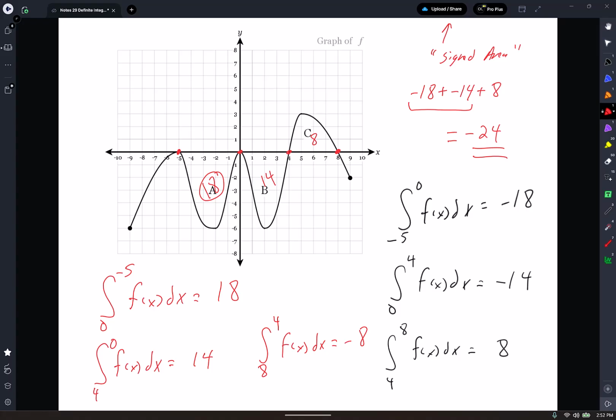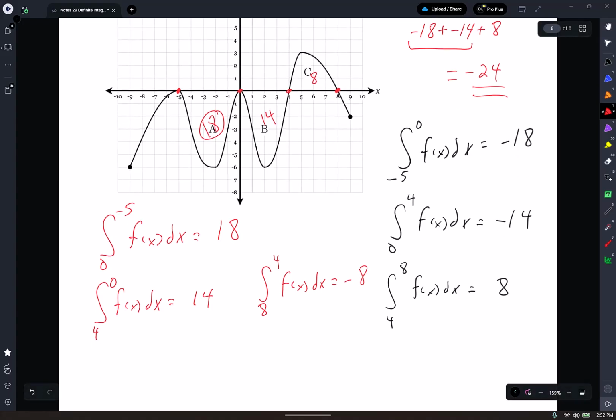All right, guys, that's it. So it's just getting more practice. And then tomorrow we'll have a short activity, short notes, and we'll call it a day.